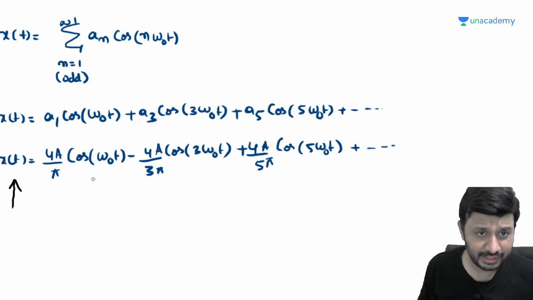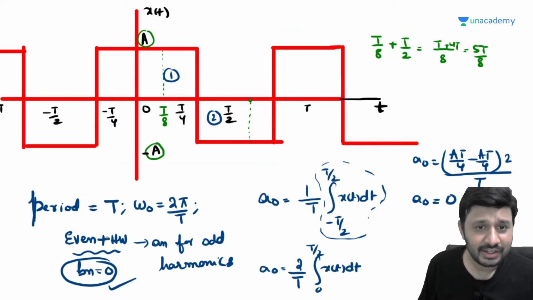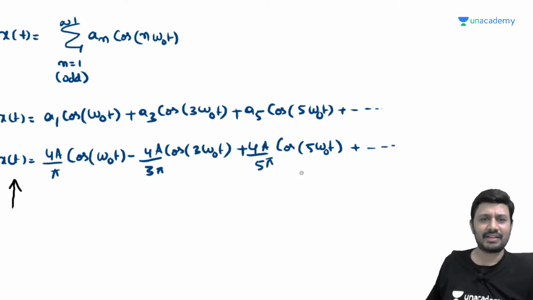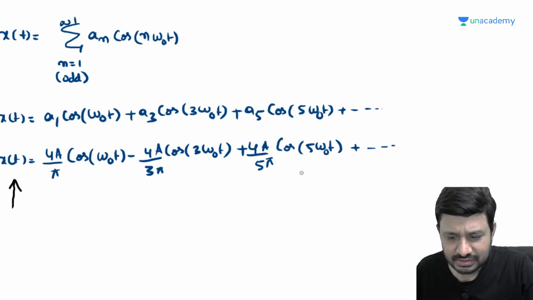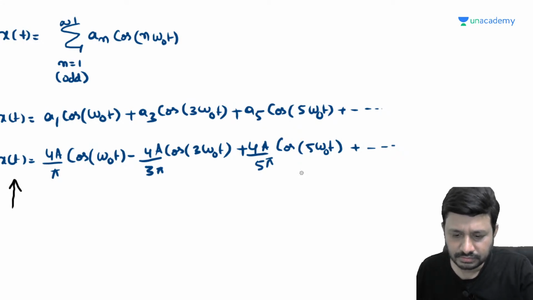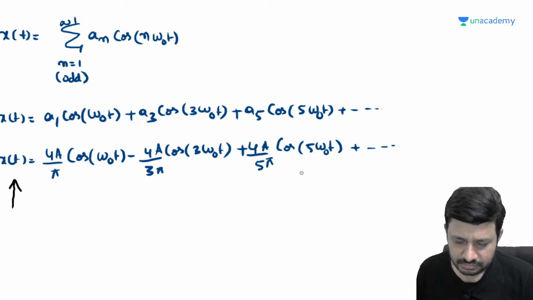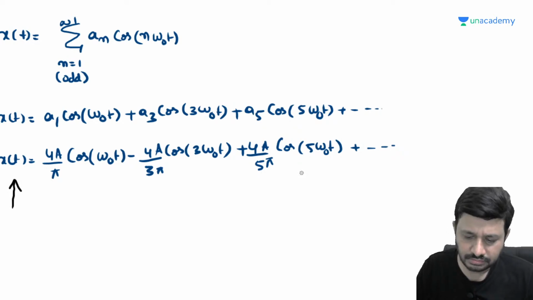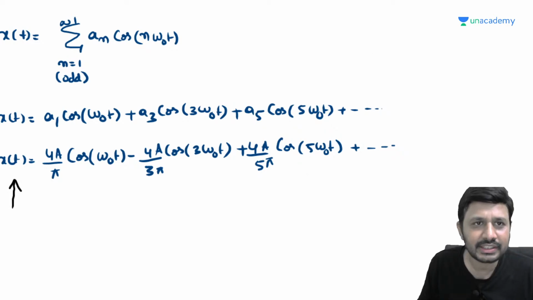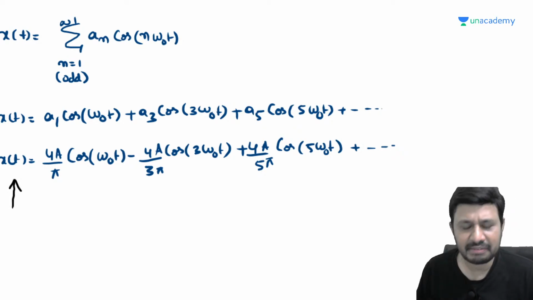Now it is proved. Look here, in our analysis we have seen that the resulting Fourier series expansion must have an for odd harmonics. An means cos terms for odd harmonics. Observe here, we are getting cos terms for odd harmonics only. Understood? So in this way, we are going to get the Fourier series expansion. Very simple.